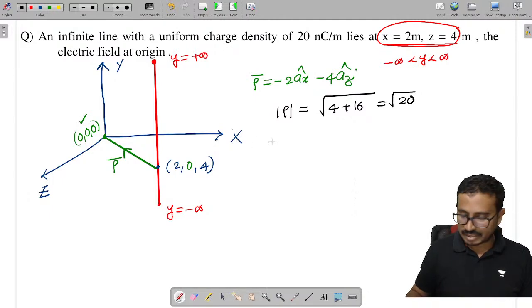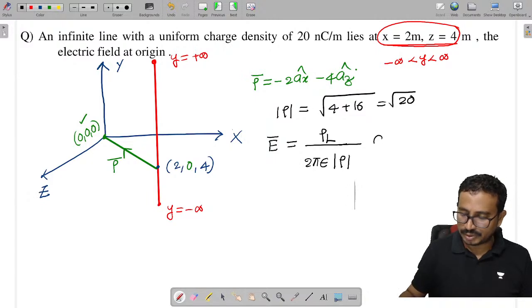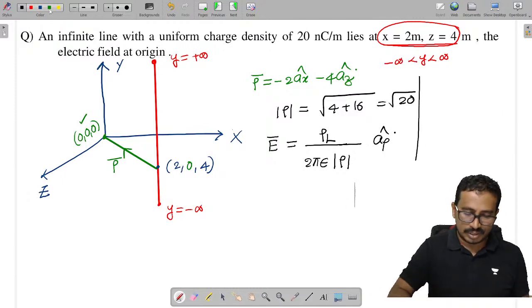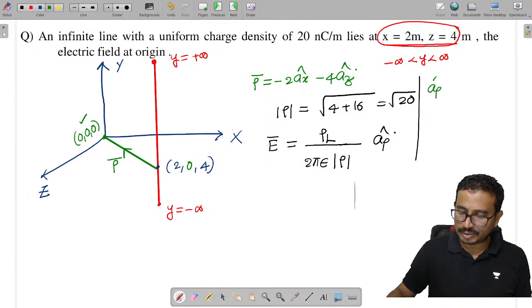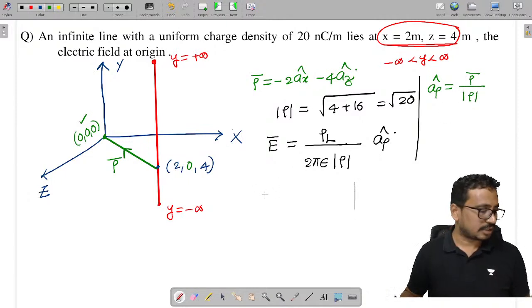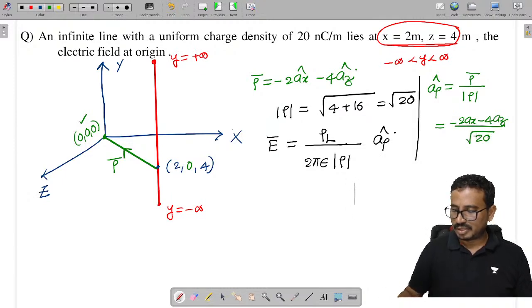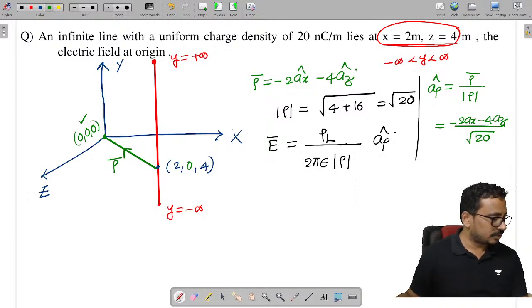Now what is the electric field due to an infinite line charge? That is given as rho L by 2 pi epsilon mod rho into a rho cap. Substitute all the values. How will we get the unit vector a rho cap? Vector by its magnitude gives the unit vector. So minus 2 ax minus 4 az by the magnitude we got, root 20. Substitute all these values and you can get it.